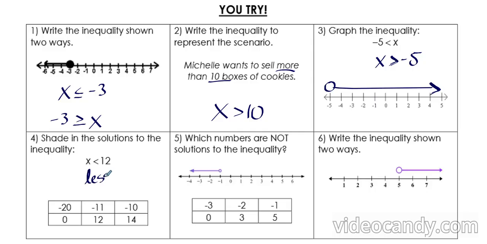X is less than 12. All the numbers smaller than 12. Anything negative. 0 is smaller than 12. 12 is not less than 12.